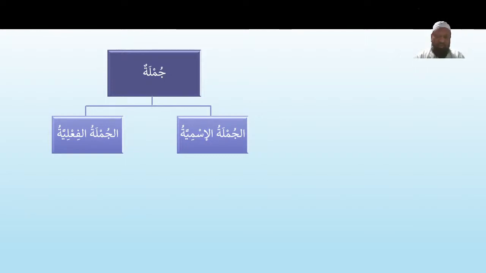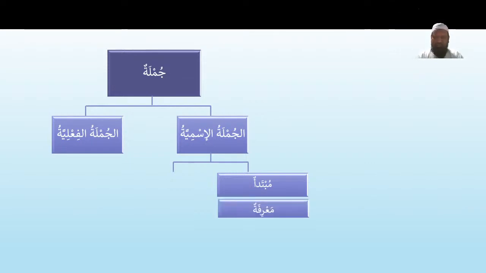Jumla Ismiya is made of two parts. The first part is called the Mubtad'a, and in terms of all the properties of Ism, Mubtad'a will be only two. One is At-Ta'yin, which is Ma'rifah. Another one is Al-I'rab, which is Marfu'.